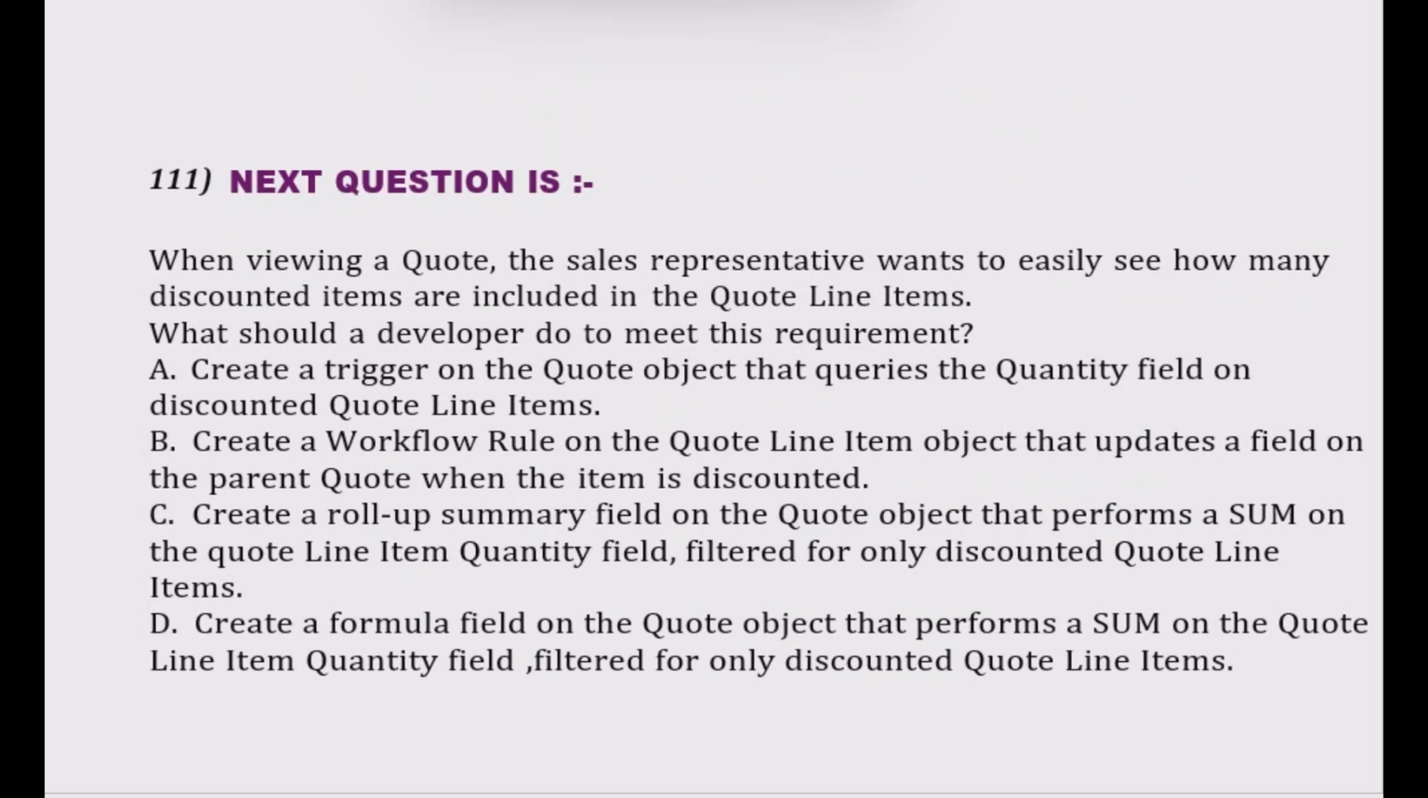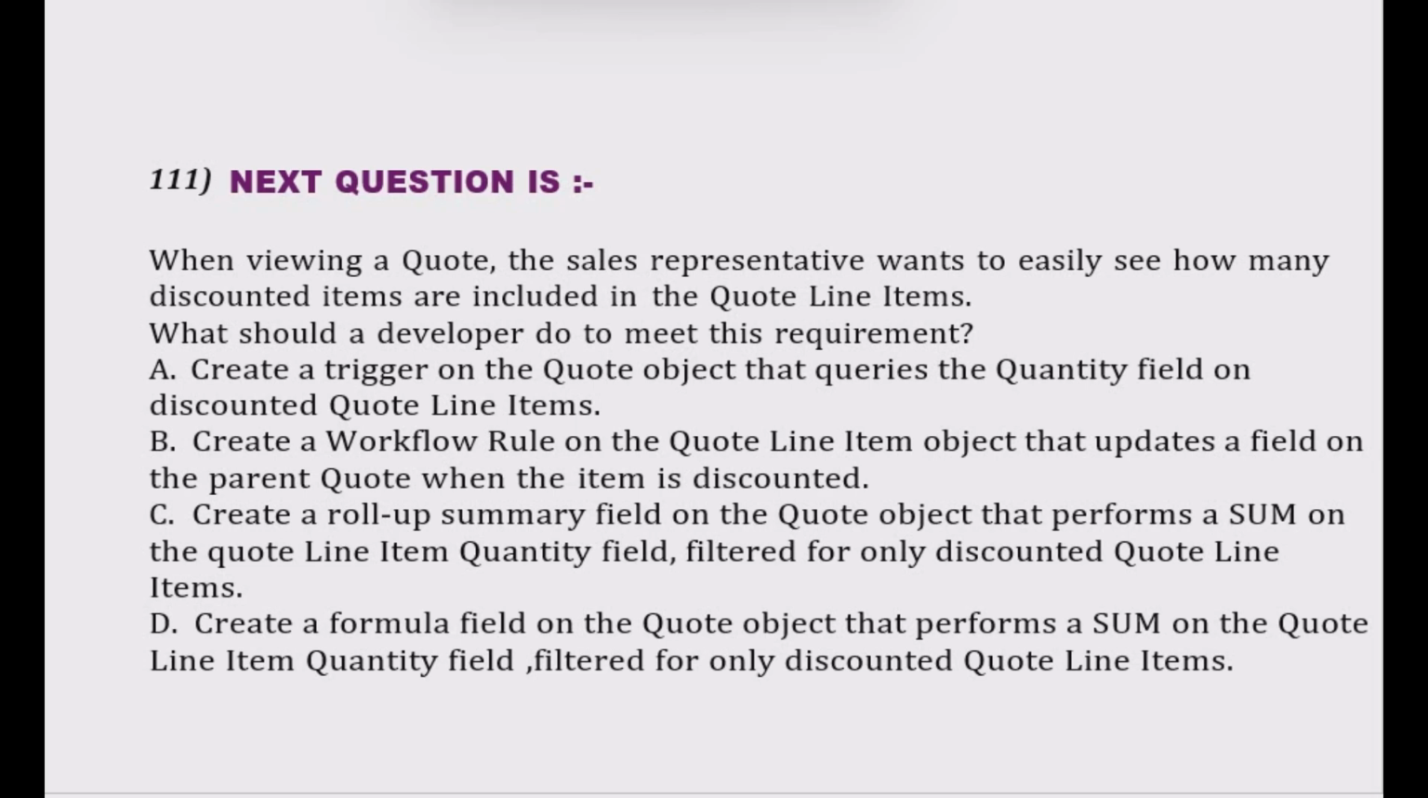Question is when viewing a quote, the sales representative wants to easily see how many discounted items are included in the quote line items. What should a developer do to meet this requirement? Option A, create a trigger on the quote object that queries the quantity field on the discounted quote line items. Option B, create a workflow rule on the quote line item object that updates a field on the parent quote when the item is discounted.